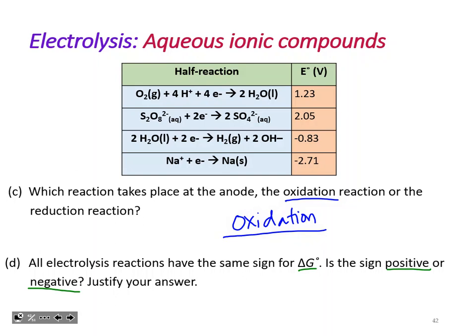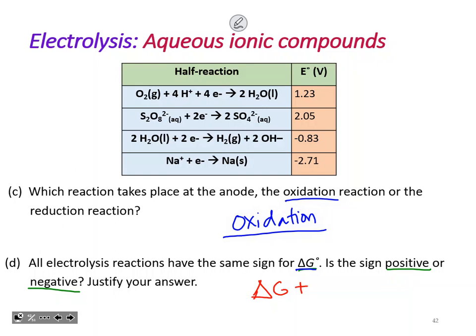Are they favorable or not? Yes, they are not favored. So that means if they're unfavorable, what's the sign of your delta G? Delta G is always positive for things that are thermodynamically unfavorable. So that's how you would justify it.